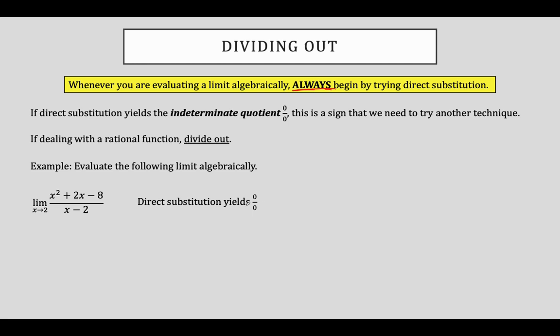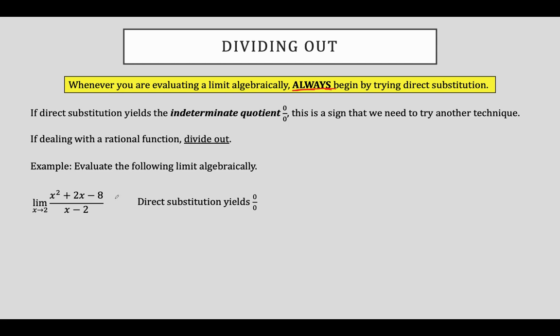Remember, we can't divide by 0, right? Dividing by 0 is undefined. So that means something special about our graph is that we actually have a discontinuity. Well, just because we have this discontinuity doesn't mean we can't evaluate our limit. So let's think about the dividing out technique. Again, we have a rational function, a polynomial divided by another polynomial. When we see this, we want to consider factoring.